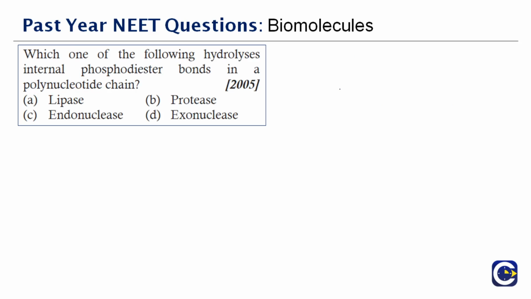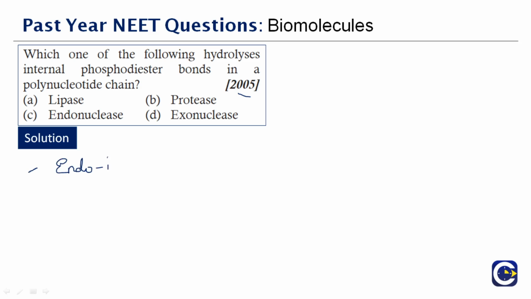Next question. This question was asked in the year 2005. Which one of the following hydrolyzes internal phosphodiester bonds in a polynucleotide chain? Now what do you mean by phosphodiester? Di means two. Is it lipase, protease, endonuclease, or exonuclease? It cannot be lipase because it is associated with lipids. It cannot be protease because it is associated with proteins.